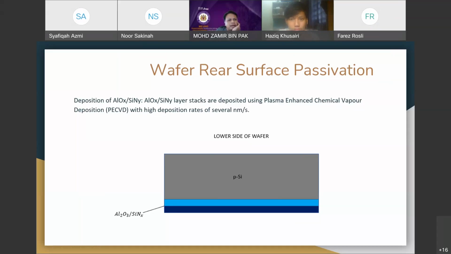Why do you apply these two layers, by the way? So basically the aluminum oxide contains negative charge, which causes accumulation of holes and depletion of electrons at the rear surface, which assists with rear surface passivation. For silicon nitride, it is a tough dielectric that can withstand the firing step for the screen printed aluminium face. That's the reason why we are using both, I think.